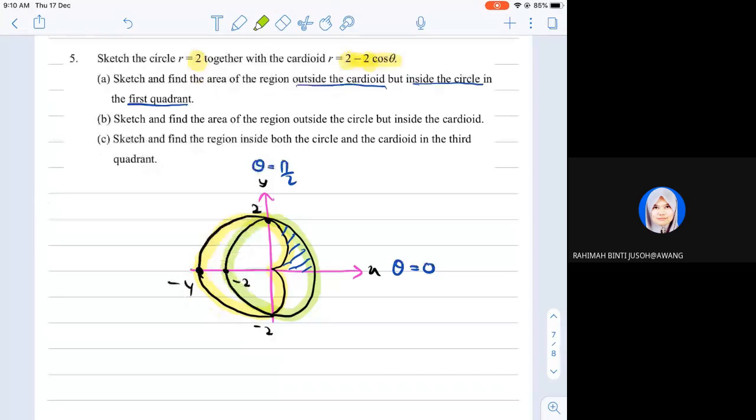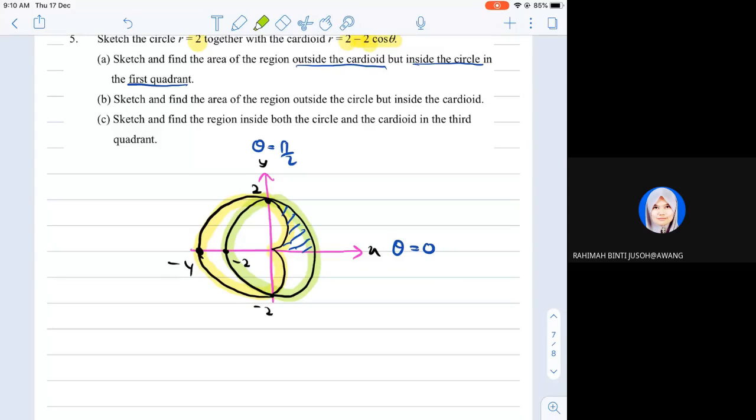We already know from the graph. No need to calculate. If it were before, we would have to equate r1 with r2. But now there is no need for you to calculate. You just look at your graph and you will know the angle of intersection.